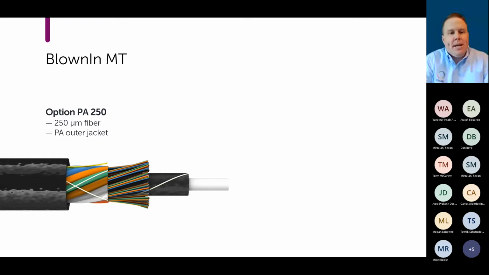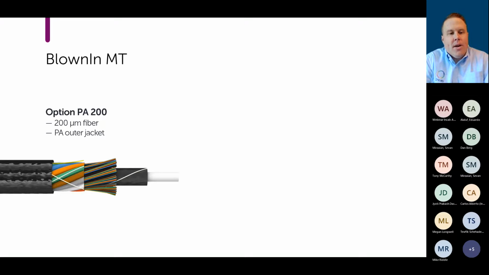From there, we can stick with the same 250 micron fiber, but we can drop down to our PA jacket. Now, what that'll do, and I'll bring up some differences here in a few slides that break down the differences, the great thing about a PA jacket is we can actually run with a thinner jacket just because of that type of material. So we can drop our diameter size down a little bit just by going with a PA jacket compared to an HDPE jacket.